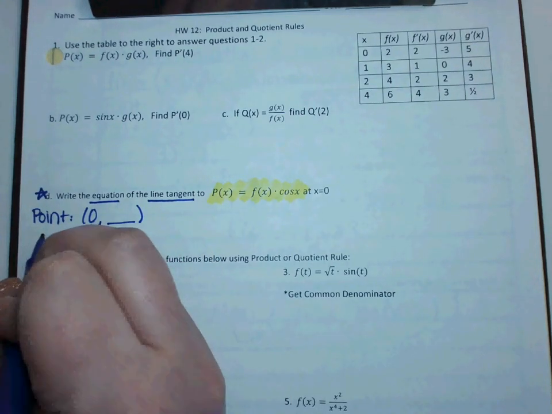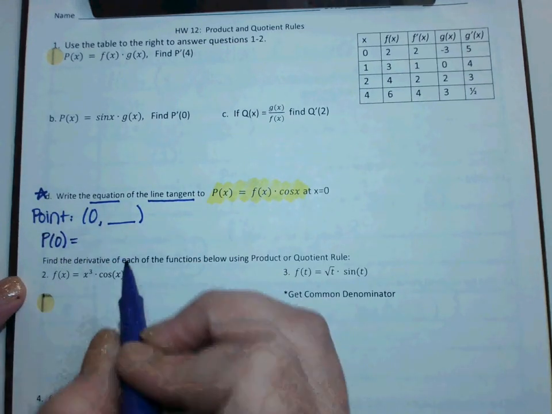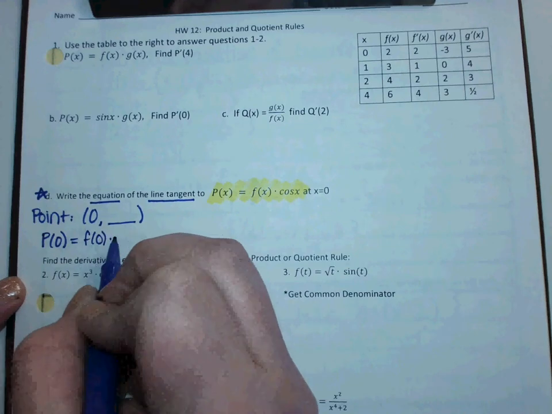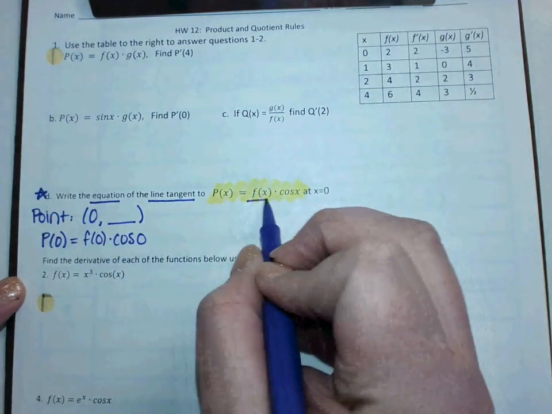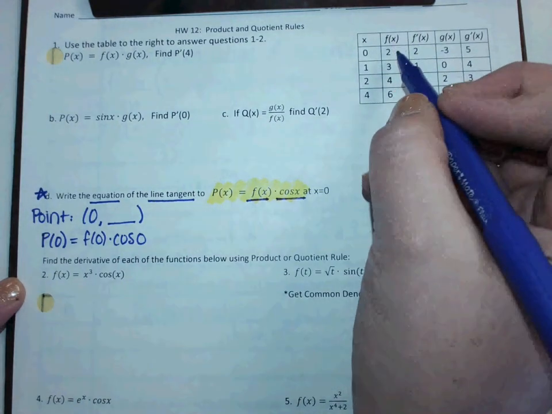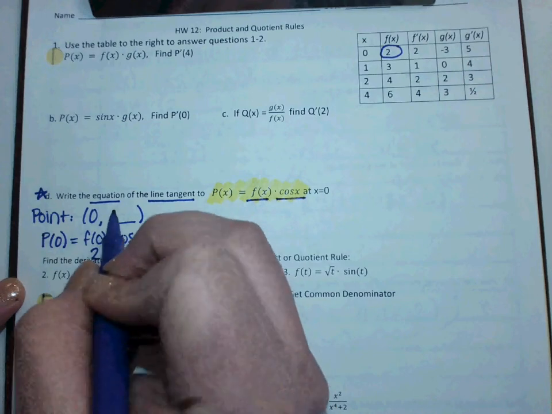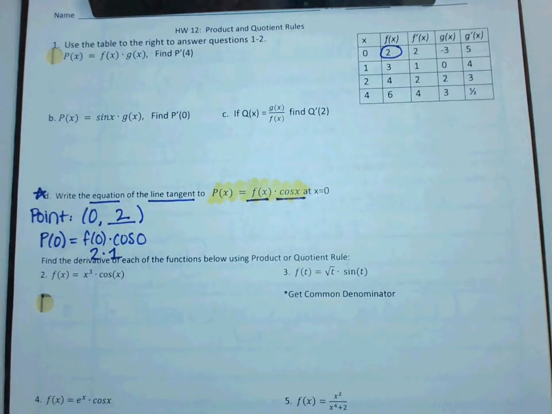Yep. Okay, so I'm going to label it P of 0. And I'm going to do F of 0 times cosine 0. I'm plugging in right here. And then F of 0 in my chart, I see F of 0 is 2. So it'd be 2 times 1, which is 2. Okay, next I need my slope.